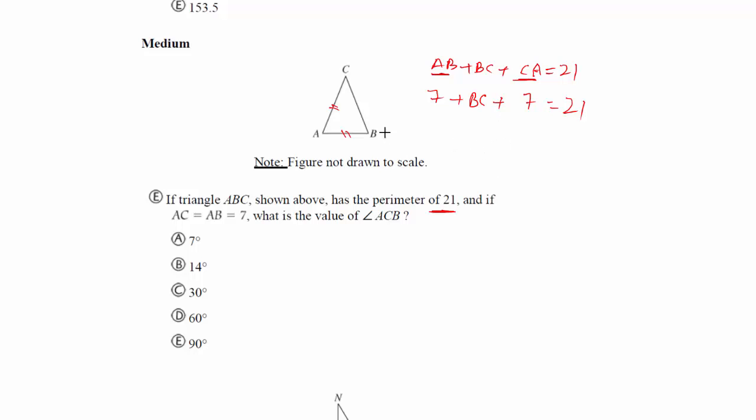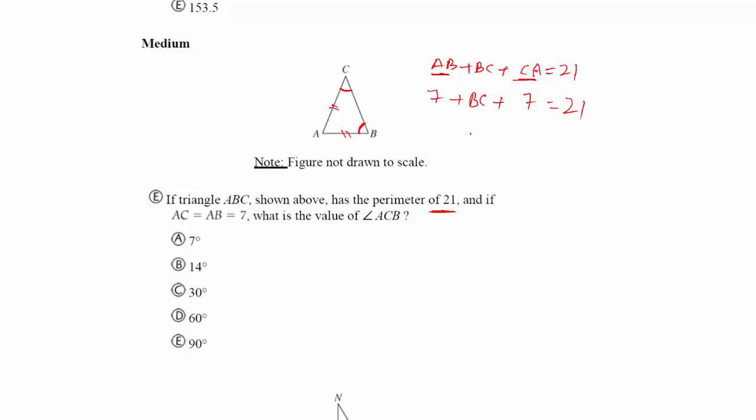Okay, so we have to calculate the value of angle ACB. If AC is equal to AB is equal to 7, that means the angles opposite to them will also be equal. So the angle opposite to AC, that's angle B, has to be equal to the angle opposite to AB, that's angle C. So these two angles will be equal, right?